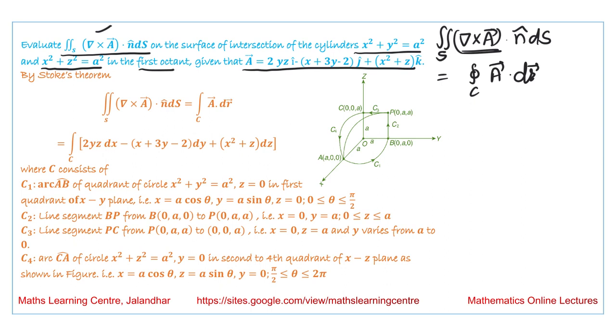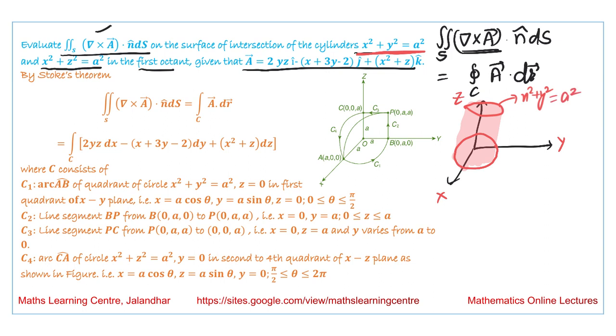Now we are talking about two cylinders, we plot this region. One is the cylinder x square plus y square is equal to a square. This is the x axis, y axis, z axis. So it is some cylinder in this form. Then we have x square plus z square is equal to a square.